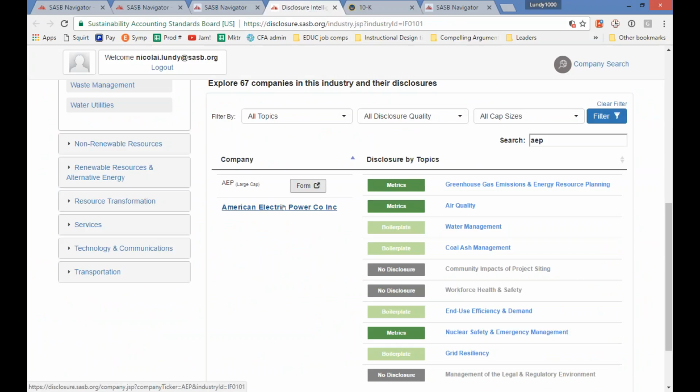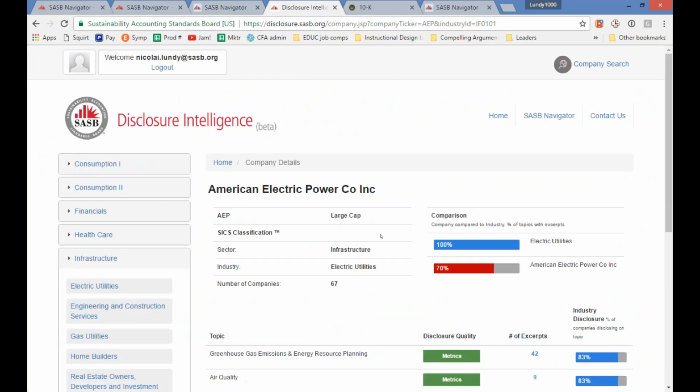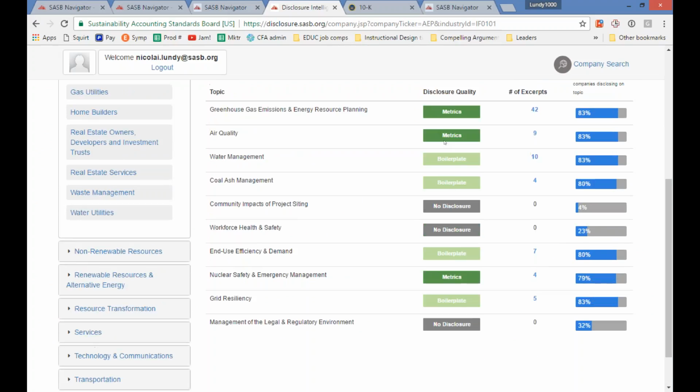You can also delve into the company specifically and get a profile for that company. You can see how many excerpts are identified, and to what extent they're disclosing compared to the rest of the industry. So in this case, for community impacts of project siting, American Electric Power is not disclosing, but really only 4% of the industry is. That's maybe not as dramatic. Sometimes you see something like this where they're not disclosing where a third of the industry is.